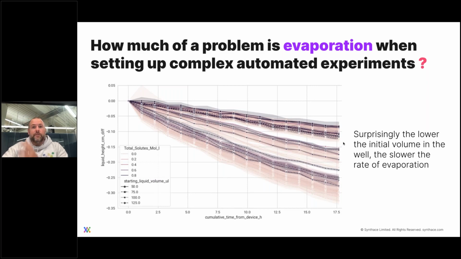This analysis shows the change in measured liquid height over time. So this is how the liquid's decreasing over time, as a measure of the impact of evaporation and the effects of solute concentration as well as the initial liquid volume in the well. And it was a little bit counterintuitive to our initial understanding: the lower the initial volume in the well, we actually get slower rates of evaporation. So that was surprising.